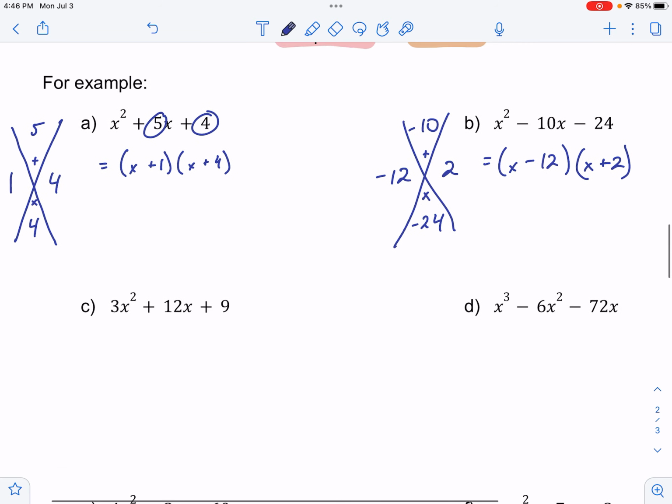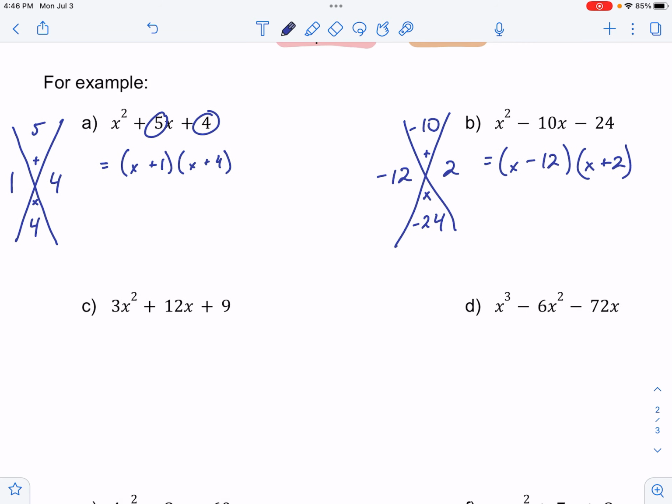Now you've got two examples here that are a little bit more challenging because this one has a coefficient that is not equal to 1. Well, remember that strategy we said first. You must common factor first. And if you take a look, we can. I can common factor out a 3 here, and I'm left with an x squared plus 4x plus 3.